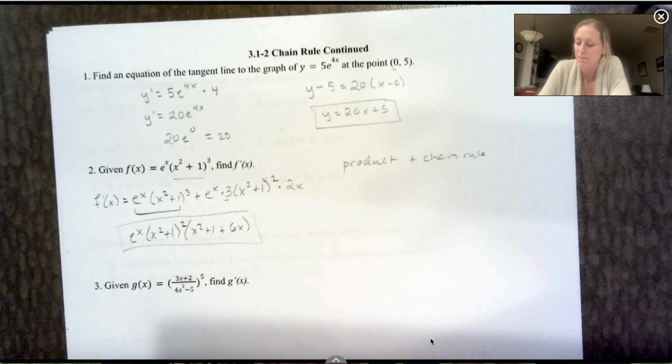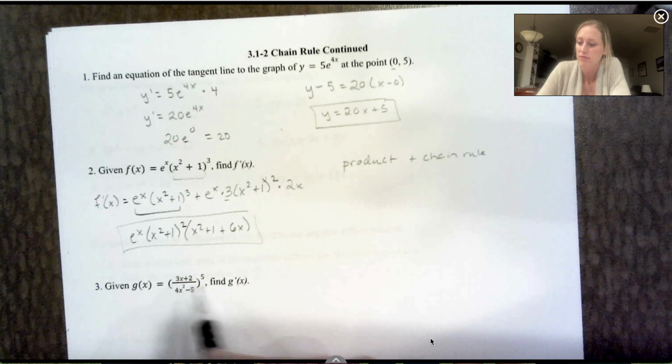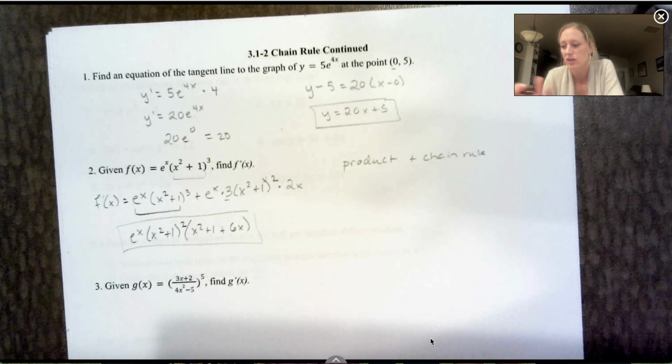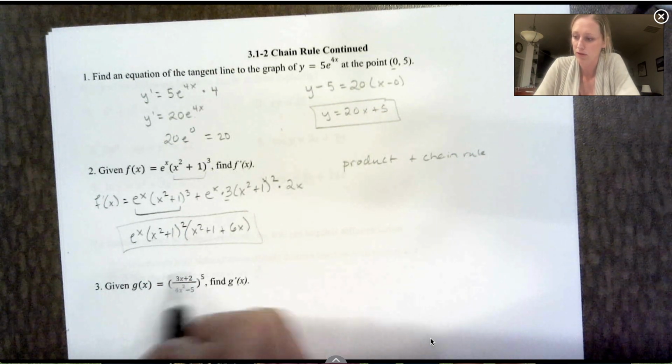Okay, number 3. Now I have a composition that involves a quotient, but again, the quotient is happening inside. It's my inner function, so I'm actually going to do the chain rule first. I'm going to bring down my 5.